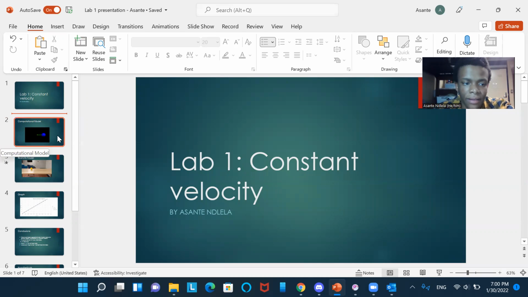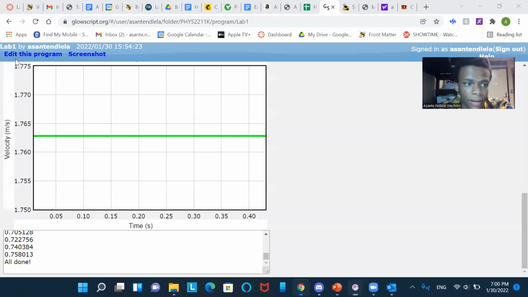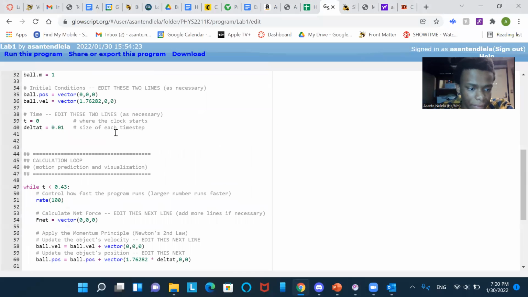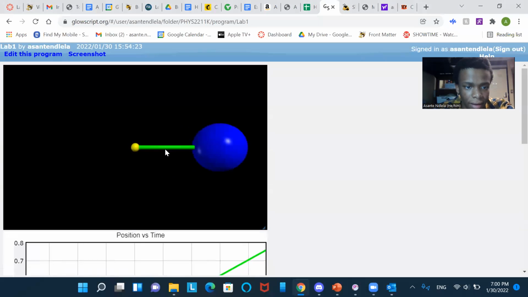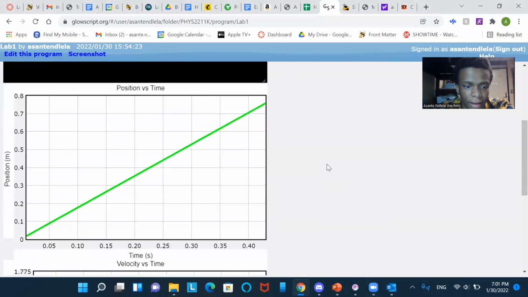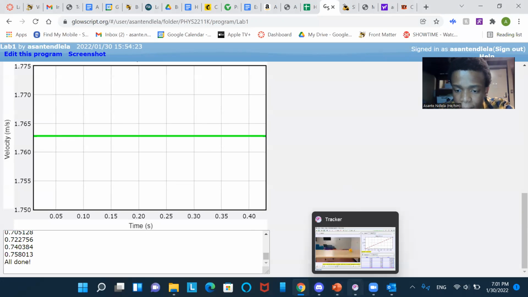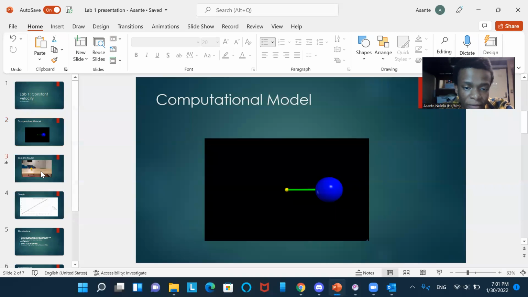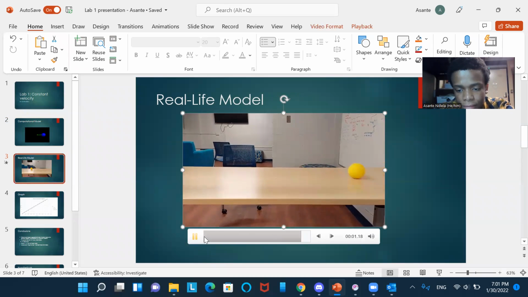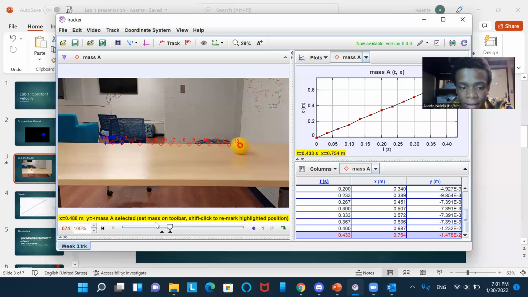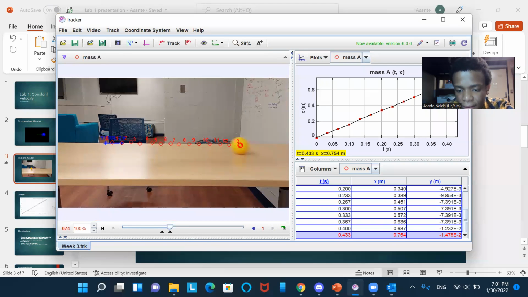To start the experiment, I created a computational model using the following code in GlowScript, using a while loop here, running this code to get this shot and these graphs showing the computational model. And then after that, I created a real life model of a ball moving along a table, and I put that into Tracker and collected data from it and plotted that into a graph.